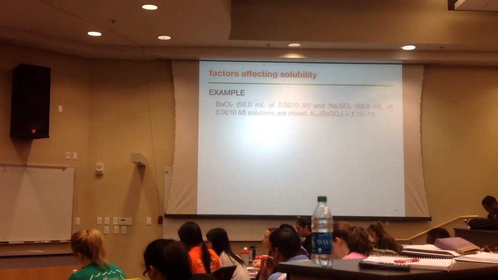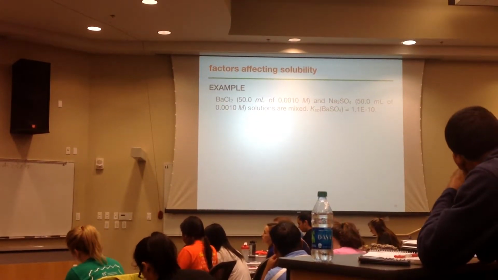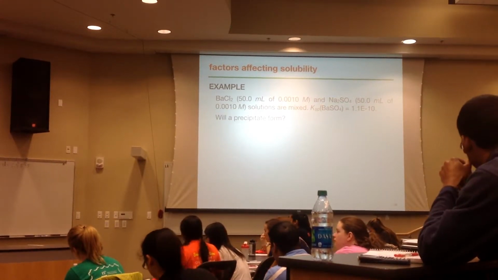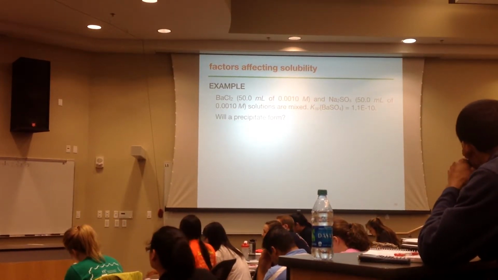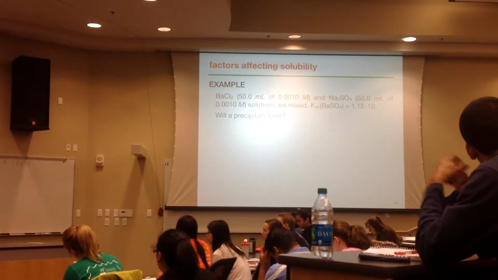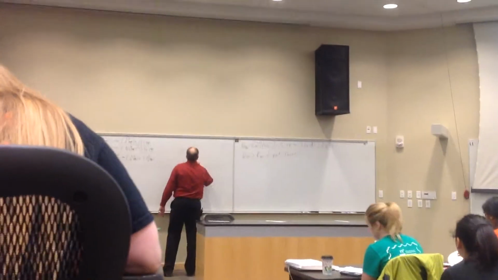So we're going to mix a barium chloride in a sodium sulfate solution. KSP for barium sulfate is 1.1 times 10 to the minus 10. Will a precipitate form? Okay, same exact calculation again, except we're going to make this one more complicated. You knew a complication had to come, right? It's too easy.